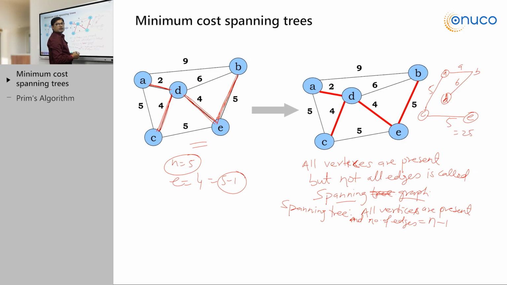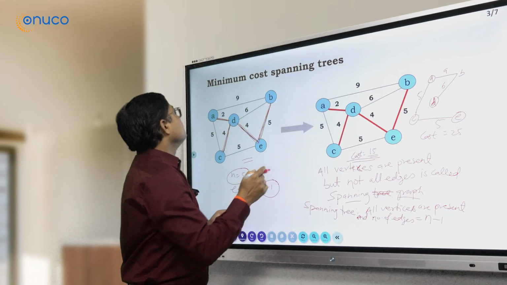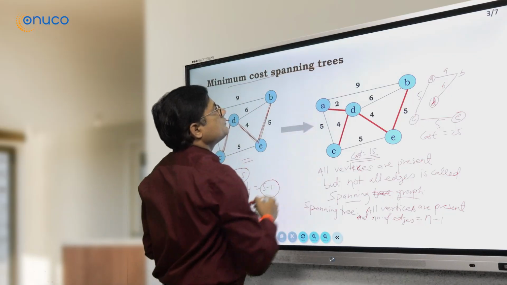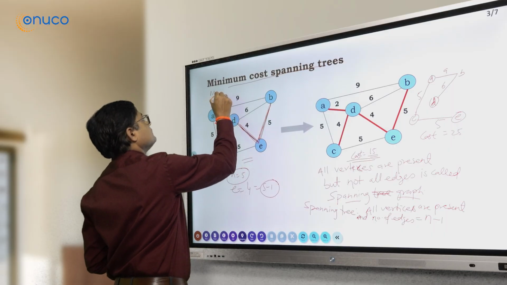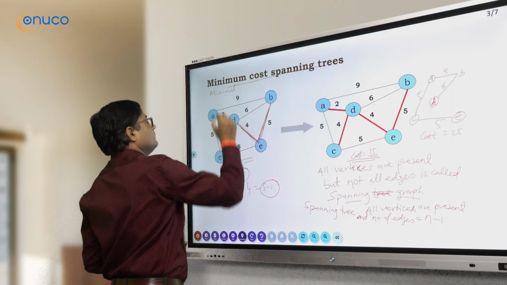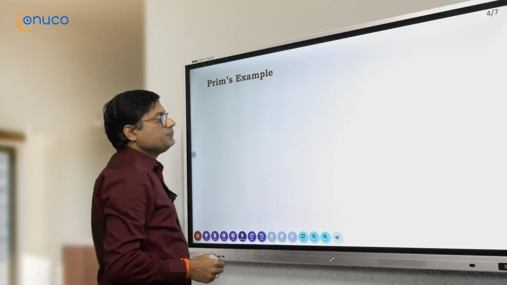That is the weight of that particular spanning tree. What is the weight of this spanning tree? 2 plus 4, 6 plus 4, 10 plus 5, 15. Here the total cost is 15. In this case the cost is 25. Remember that this is the minimum cost. Hence it is called a minimum cost spanning tree, or you can say a minimal cost spanning tree.